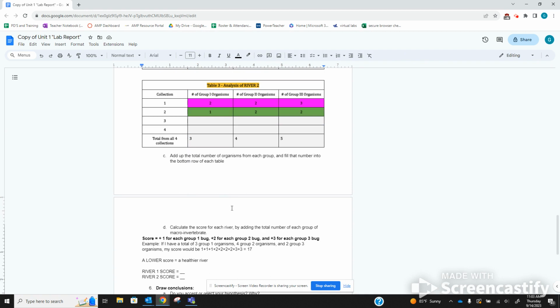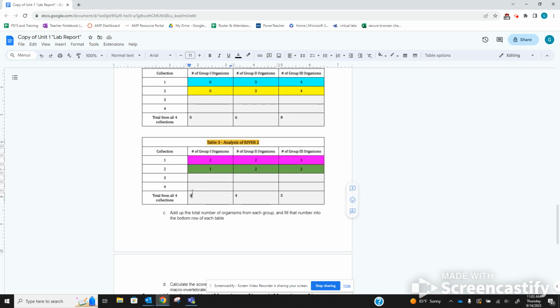So I'm going to add my score up. Because these are the ones that indicate a healthier river, these group 1 organisms, they count for only 1 point. And then because these guys indicate a less healthy river, they're going to bump my score up higher. And a higher score means a less healthy river. So these are each worth 3 points, 2 points, 1 point. Same for river 2, 3, 2, and 1 point.